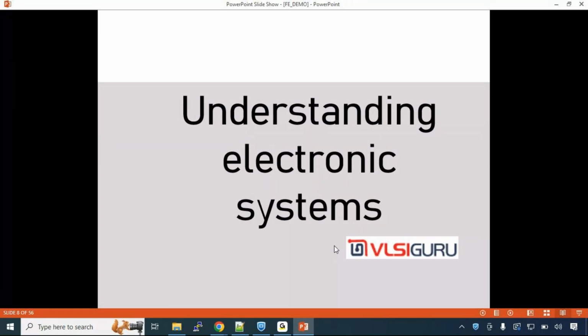Now, let's get into the demo session overview. First, let's start off with understanding the electronic systems. Because before getting into what is Verilog, what is functional verification, let's try to start from the top. What exactly is an electronic system? What constitutes an electronic system? For example, mobile is an example of an electronic system. What is there inside a mobile phone? Then we'll come down to VLSI. What exactly is VLSI? Then inside VLSI, what all domains are there? Accordingly, you will have a bigger picture. Then you can choose the right course that is suitable for you.